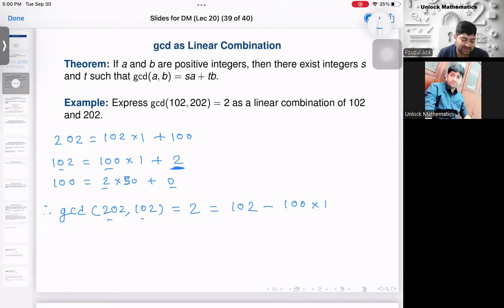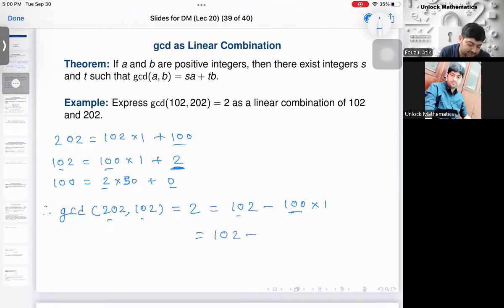But in the previous example, in the first step itself, we got the answer. But here we have to do one more step. Like, I got the factor 10 to 1, but I have to change this 100 into something. But what is the value of 100? The value of 100, I can get it from this equation. So I'll apply this 100 value.